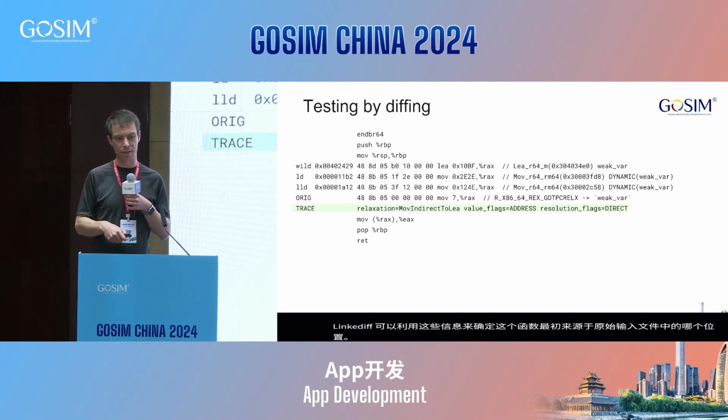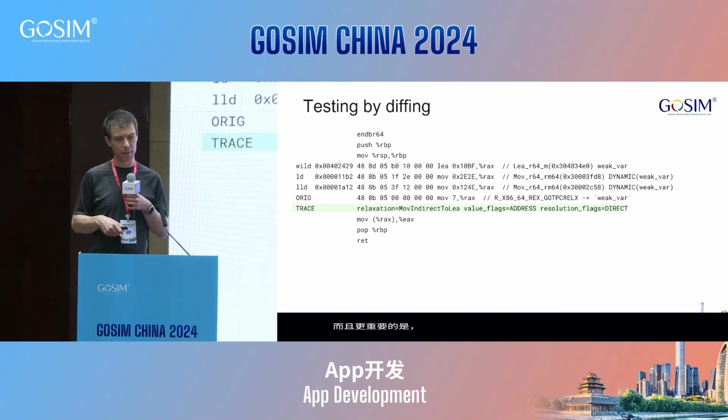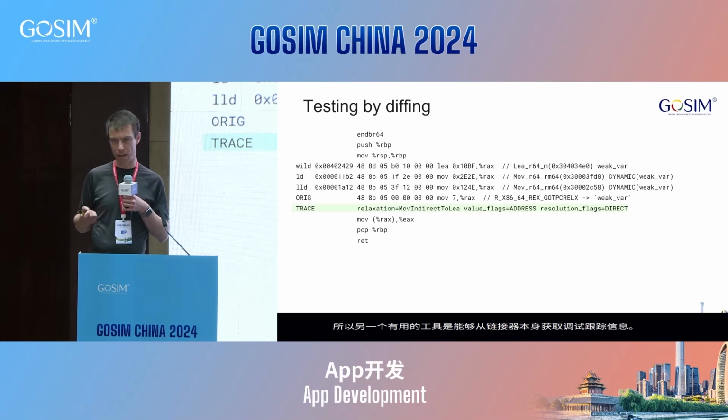What we're seeing here is that linkerdiff looked at the bytes for that LEA instruction on the first line there, and it found a trace instruction associated with that, and it's displayed that trace line. In the trace line, we can see that Wild applied a relaxation, which is a kind of optimization, and that relaxation was mov indirect to LEA. That's where it converted the move instruction into an LEA instruction, which it shouldn't have done. And there's a couple of values that it's printed that are associated with that that can help for debugging.